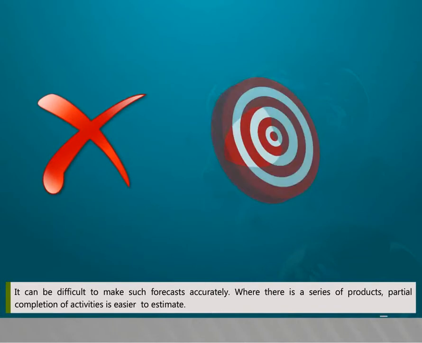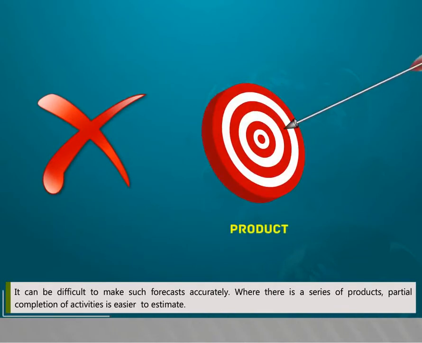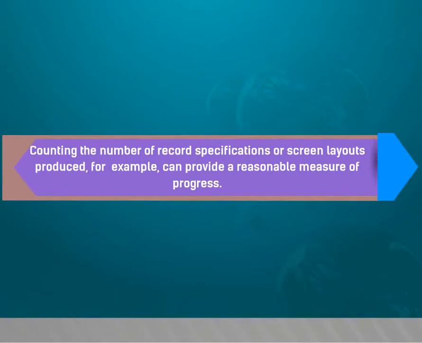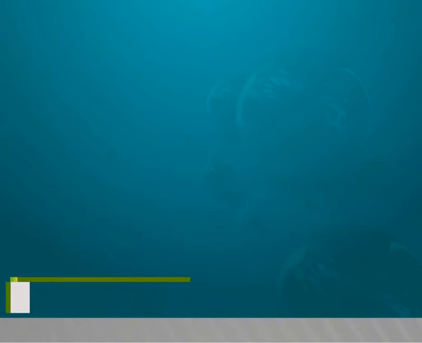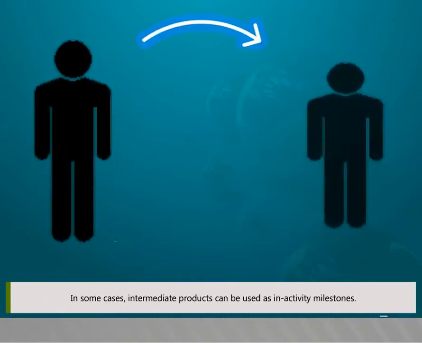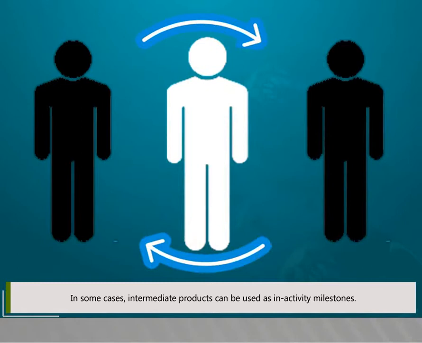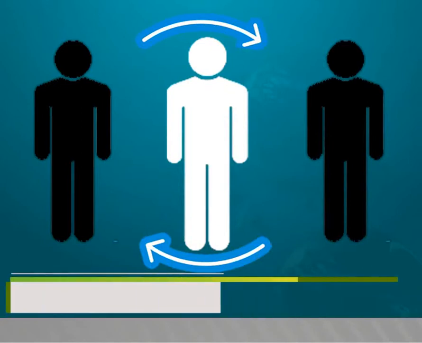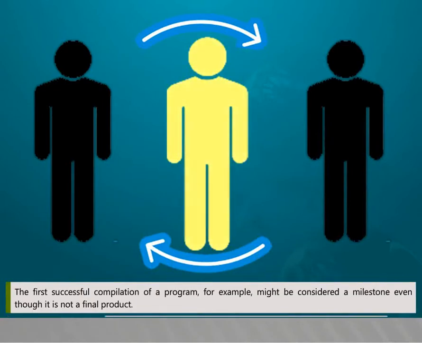It can be difficult to make such forecasts accurately. Where there is a series of products, partial completion of activities is easier to estimate. Counting the number of record specifications or screen layouts produced, for example, can provide a reasonable measure of progress. In some cases, intermediate products can be used as milestones. The first successful compilation of a program, for example, might be considered a milestone even though it is not a final product.